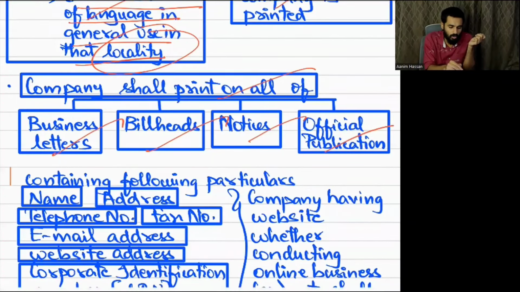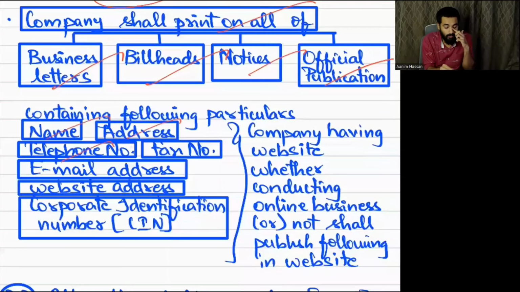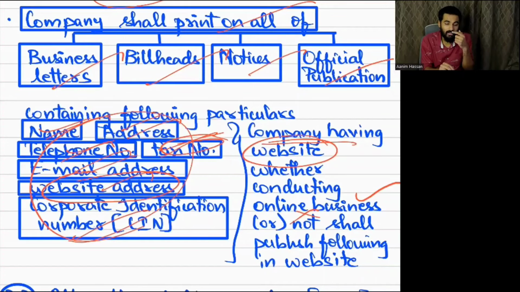What matters do they contain? Name, address, telephone number, fax, email, website, CIN. If there is a fax and a website, then you have to mention them. If the company has a website, whether or not online business is going on there, you have to mention all these details: name, address, telephone number, fax, email address, CIN, and along with it the name and phone number of a person you can call to clear any doubts.